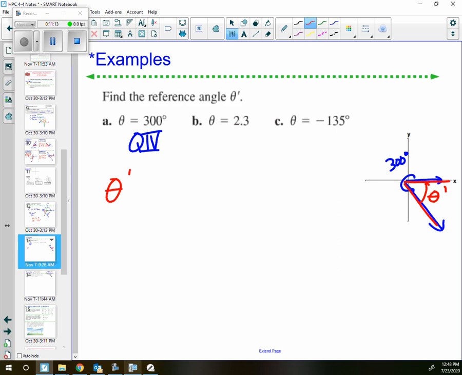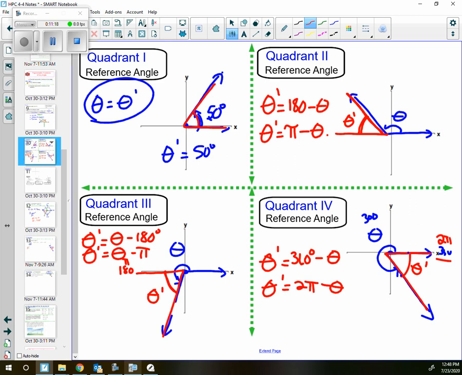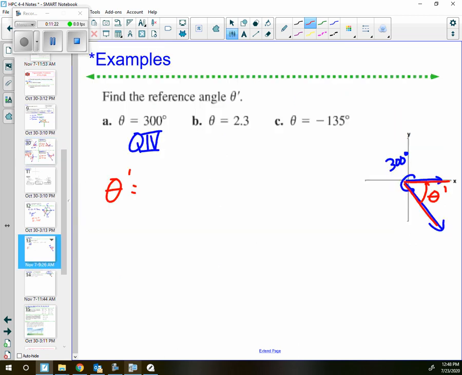How am I going to calculate theta prime if it's in quadrant 4? Go back to my pictures. 360 minus the angle. In other words, how much further do I have to go to get to 360? What's the distance from 360? So 360 minus 300, my reference angle would be 60 degrees. How far away am I? Always positive, always acute, the shortest distance back to the x-axis.